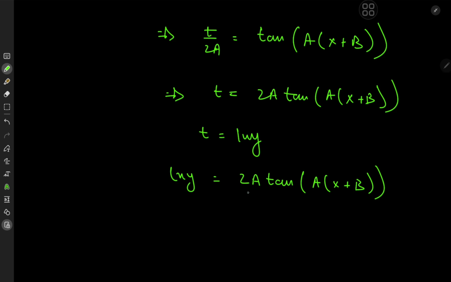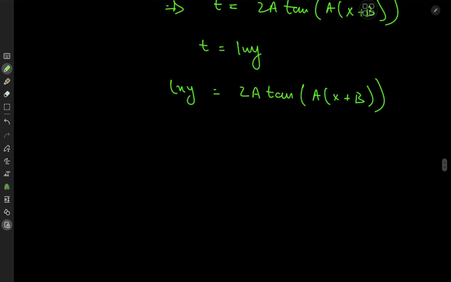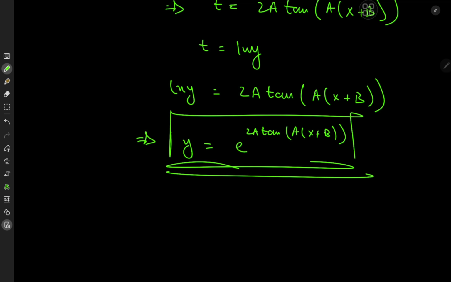Nobody mentioned in the comments that 2a could be called a, because that would just make me change the a inside as well. So yeah, not gonna happen. That's enough tampering with the a parameter or the constant of integration. So this implies the y here is a funky looking exponential function. It's e to the 2a times the tangent of a times x plus b, which does look pretty cool.